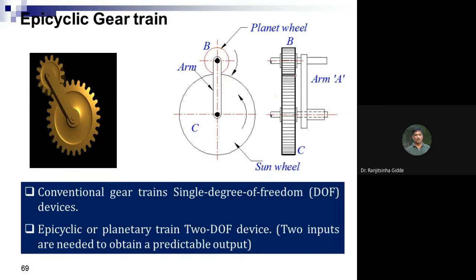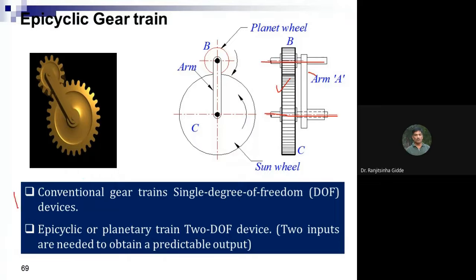The same view is shown here. This one is the side view. This is gear C. This is the fixed axis. This is gear B, which is on the moving axis. And this is arm A. With the help of arm A, we are going to rotate this gear around this another gear.